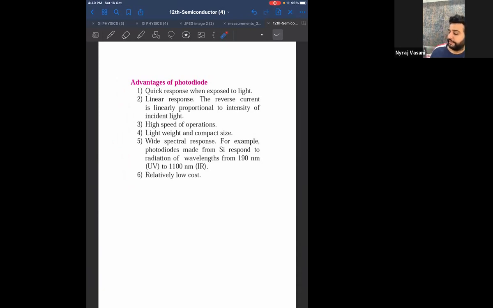Any 3 advantages. Many people take high speed, lightweight, low cost, or you can even say quick response. You know what is quick response? It means as soon as it is exposed to light, it will generate current. So like that, there are 6 points. Just think which 3 points you can remember and write those 3 points as advantages of photodiode.